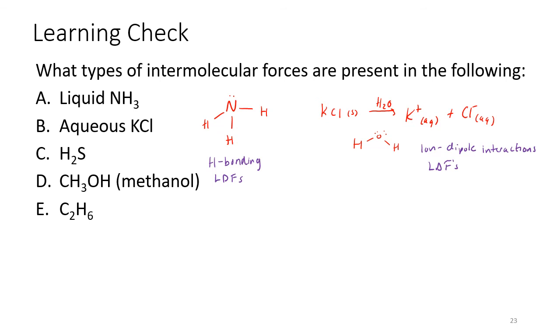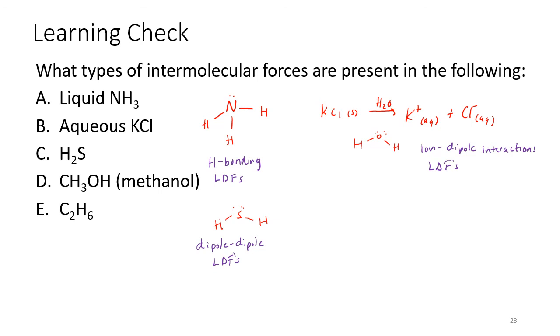H2S will have a bent shape with 2 lone pairs on sulfur. Sulfur will be bonded to each hydrogen atom. Just because we have hydrogen atoms doesn't mean that we actually have hydrogen bonding. Sulfur is not small enough or highly electronegative enough for it to be considered hydrogen bonding, but it is still a polar molecule. And since it's polar, the strongest intermolecular forces will be dipole-dipole interactions and London dispersion forces.